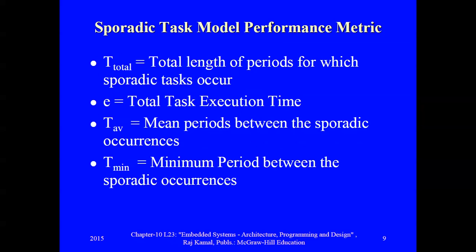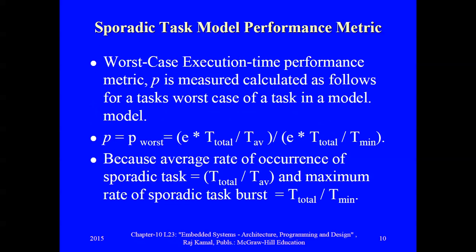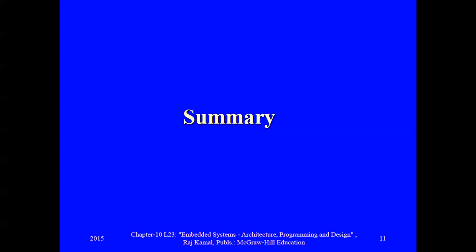Here is the sporadic task model performance metric. Here T total is equal to the total length of periods for which the sporadic task occurs, and E is the total task execution time. TAV is the mean period between the sporadic occurrences, and T min is the minimum period between the sporadic occurrences. So this is how the worst case execution performance metric P is measured. That is P worst equals E times T total by T av, whole divided by E times T total by T min.